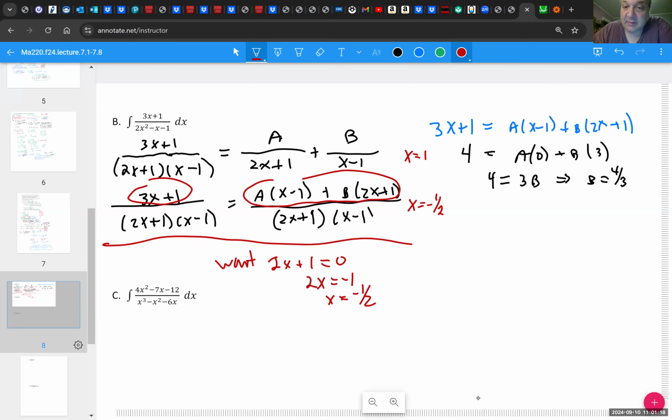So negative 1/2. Okay, so 3 times negative 1/2 is just negative 3/2 plus 1. That's the left-hand side. On the right-hand side, we get negative 1/2 minus 1 is negative 3/2. And then this one's going to be 0 because we set it up to be 0. 2 times negative half is negative 1 plus 1 is 0. So this is b times 0, so it's going to go away. Negative 3/2 plus 1 is negative 1/2. And this is negative 3/2 a.